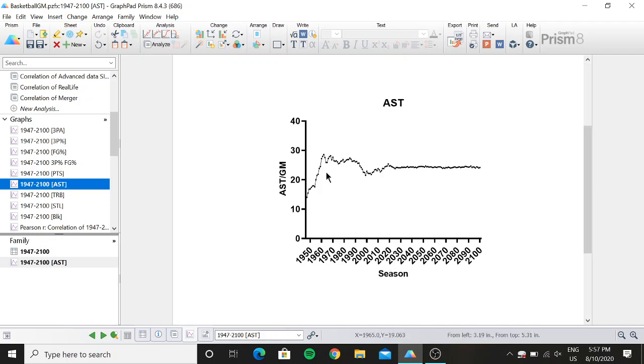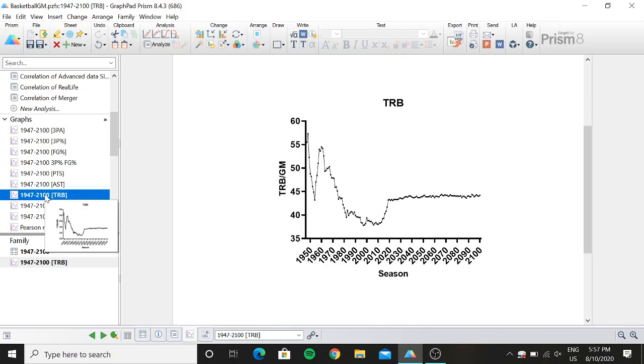With assists, we see a similar story here. We see a decline in assists around the 90s and early 2000s as the ISO games with guards like Michael Jordan and Kobe Bryant and even Tim Duncan. With more ISO possessions, of course, there are less assists. And then a slight rise in assist numbers later on up until 2020. And then again, a flattened curve.